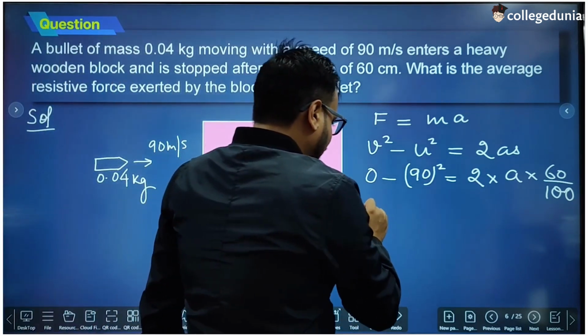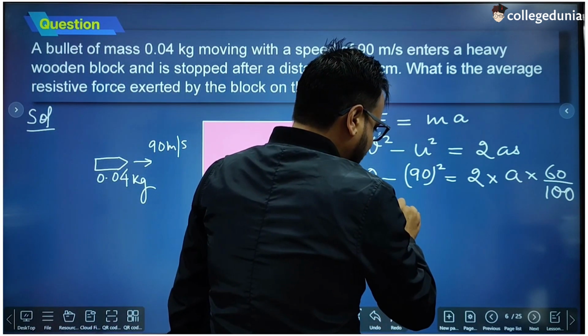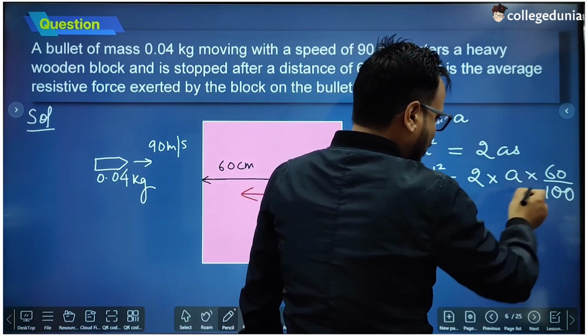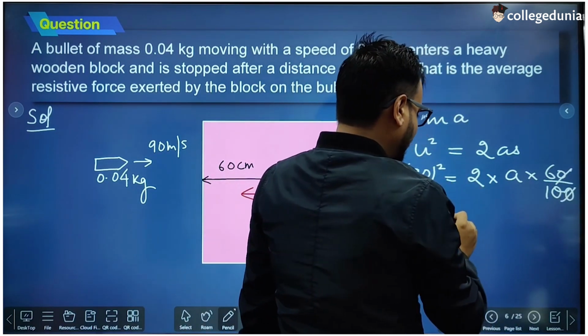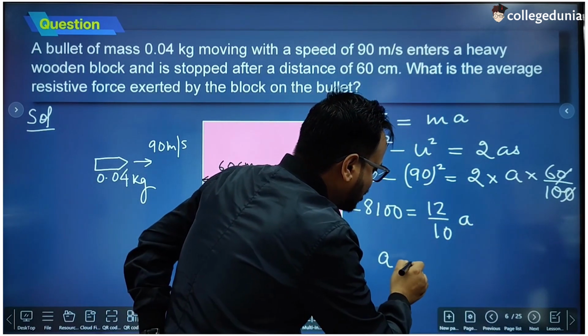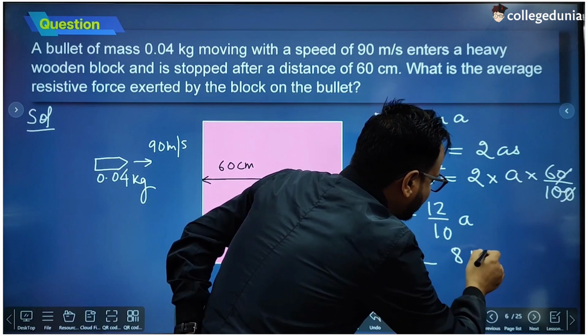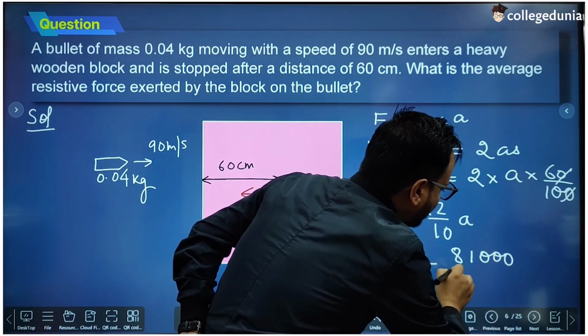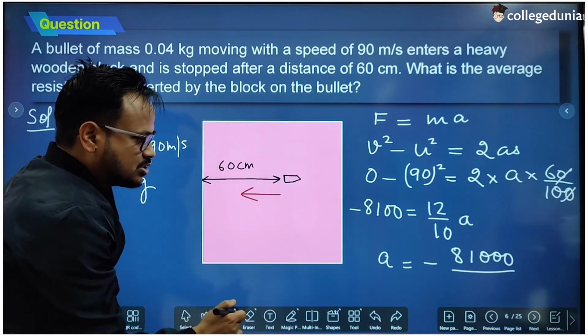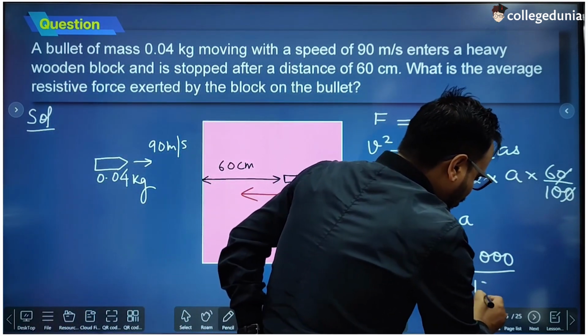So what is the square of 90? 8100. Equal to 12 by 10 a. So what is acceleration? Acceleration is minus 81,000 divided by 12. Both these are multiples of 3, sorry.